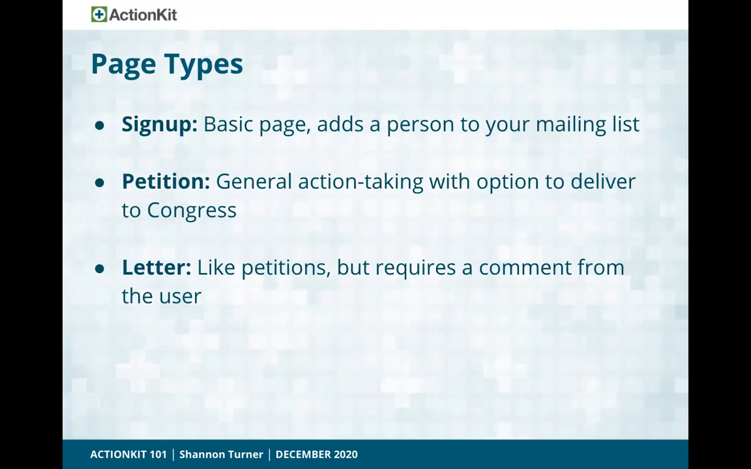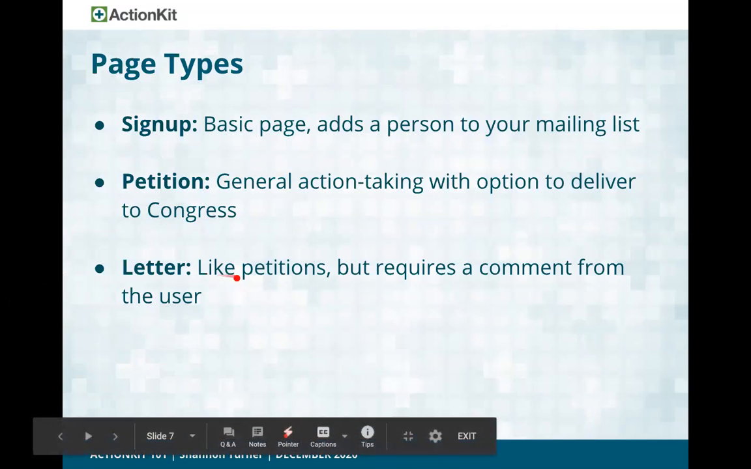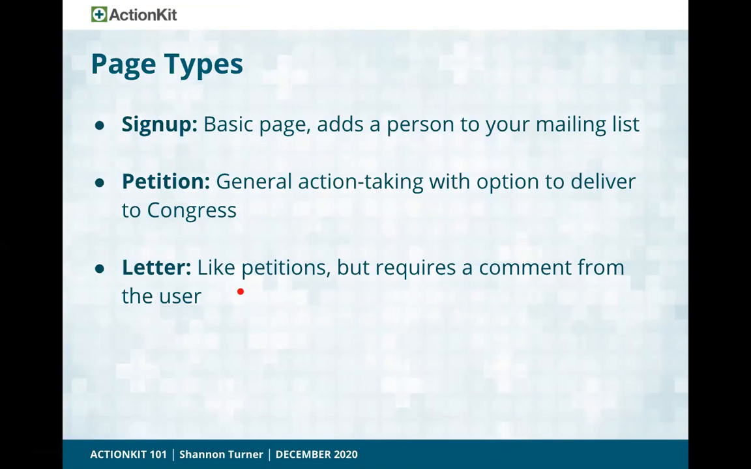These are often the ones that get embedded on your homepage as a way to quickly sign up people who visit your website. Petition pages, on the other hand, are the most commonly used type of page in ActionKit, and they're used for general actions. So things like sign this to say, we need a Green New Deal. Now, you have the option to deliver these signatures to Congress, or you could print them off and deliver them to other kinds of targets, like the CEO of a corporation. Letter pages are similar to petitions, but they require a comment from the users. Petitions can have comments, but they're optional by default.